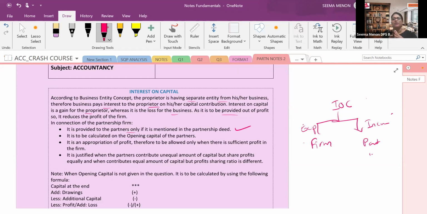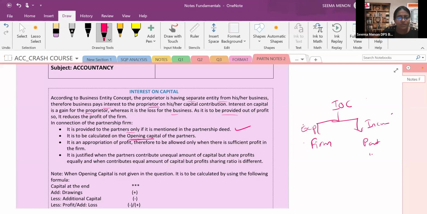We know that a partnership deed is a written or an oral agreement made between the partners regarding the working of the firm. If it is written, it will be more legally valid. If it is oral, legally it will be invalid. There is no validity for an oral contract. So the rate of interest will always be mentioned in the partnership deed. If it is mentioned in the deed, only then will the partner get interest on capital. It is always to be calculated on the opening capital, never on the closing capital, because throughout the year we will be using our opening capital only.